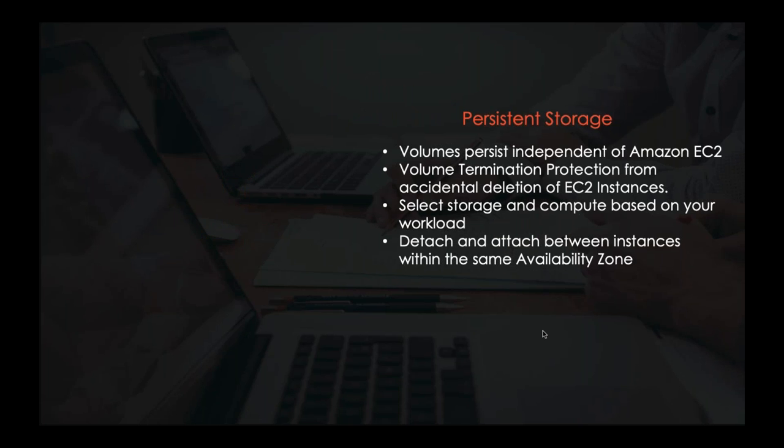So with persistent storage, the volume persists independent of Amazon EC2. As long as your EC2 instance is running, your volume will be independently available for your EC2 machine. Volume termination protection: just like your EC2 instance deletion protection, similarly for your volume you have a termination protection here. Now you can select your storage capacity and storage size based on your compute, based on your application, the amount of storage and the type of storage you will require. You can take one of the storage types and specify the number of GBs of data that you will require for your application.